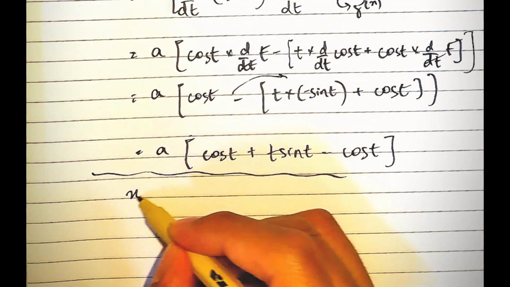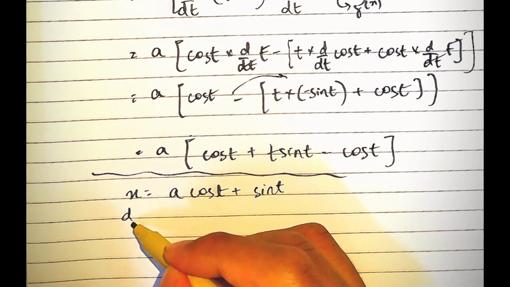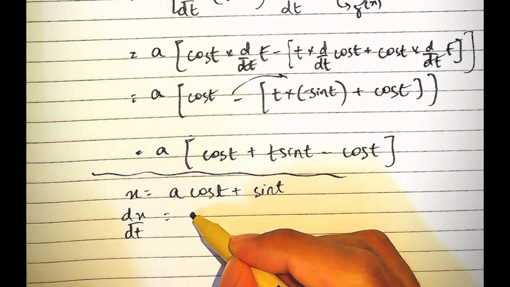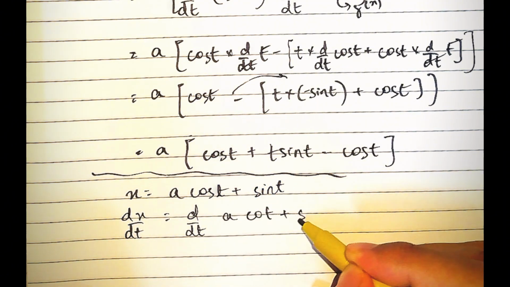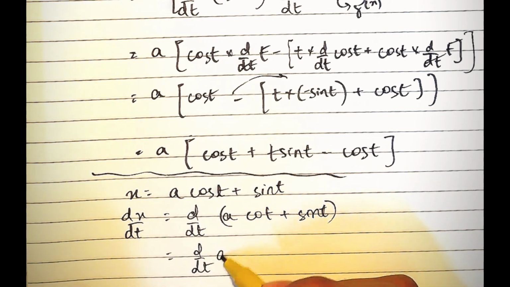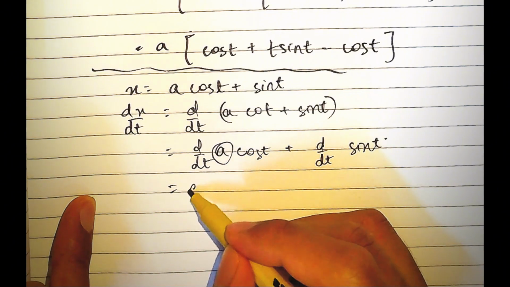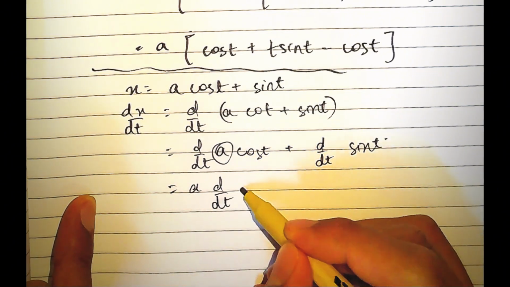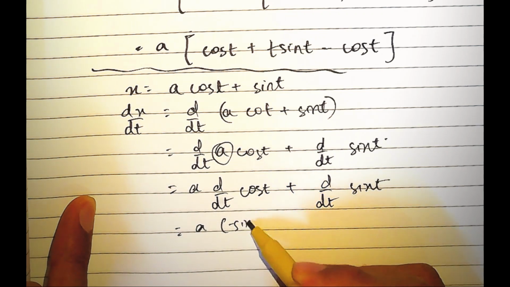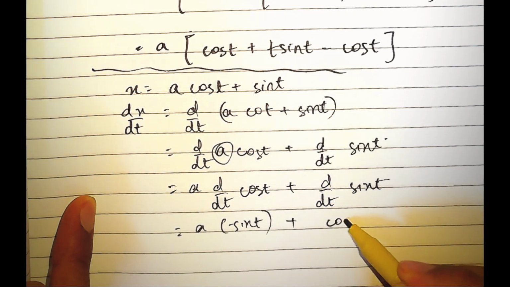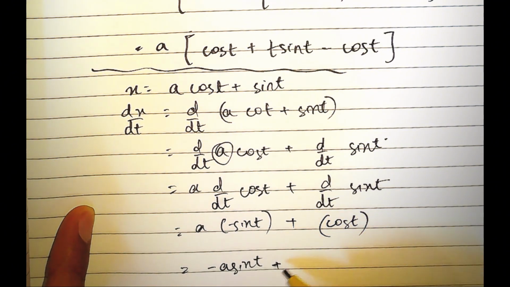So we have x is equal to a cos t plus sin t. We can apply differentials on both sides of the equation. d by dt of a cos t plus sin t. Let's separate the differentials: d by dt a cos t plus d by dt sin t. Then a is a constant, so it would be left as it is, d by dt cos t plus d by dt sin t. The derivative of cos t is actually negative sin t, plus the derivative of sin t is actually cos t.